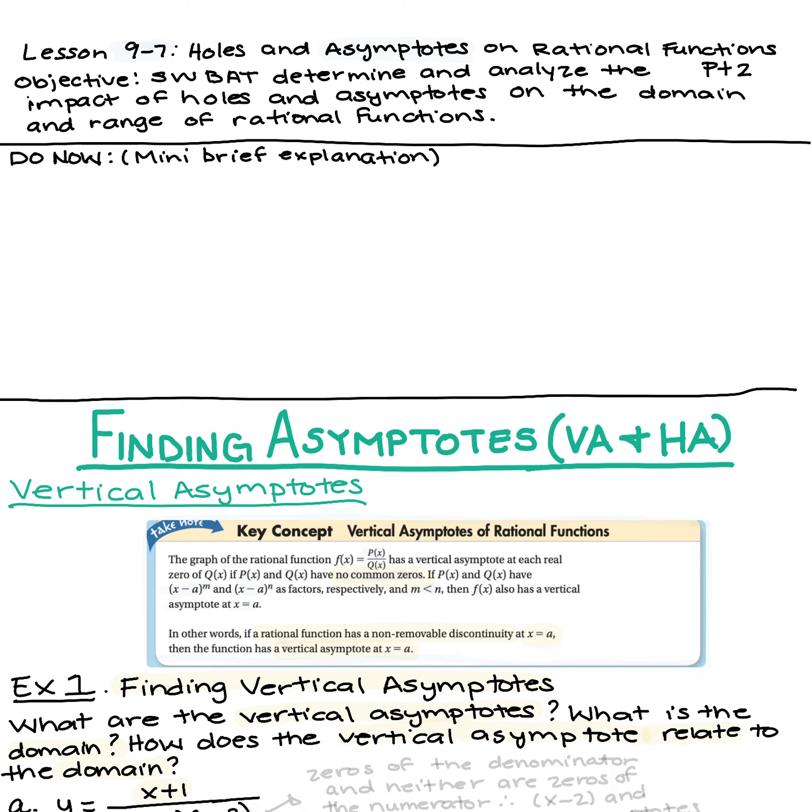Okay, guys, today we're going to be on lesson 9-7, but this is going to be part 2 of the lesson because we already did part 1, which was finding the points of discontinuity. Today, we're going to mostly focus on the asymptotes of rational functions, so that means we're going to be a little bit more detailed with finding the vertical and the horizontal asymptotes, okay?